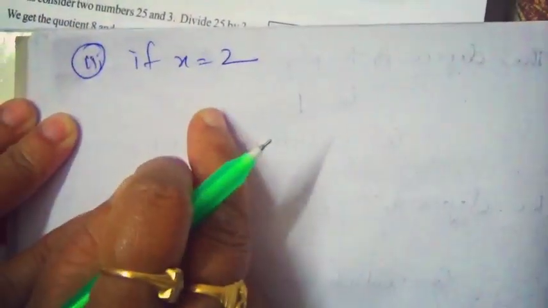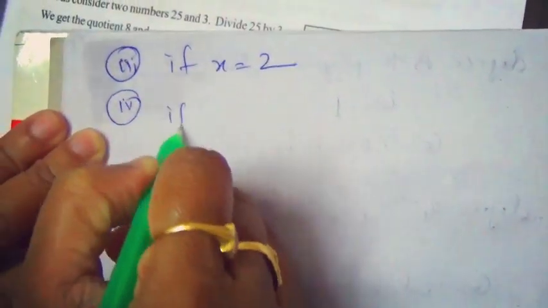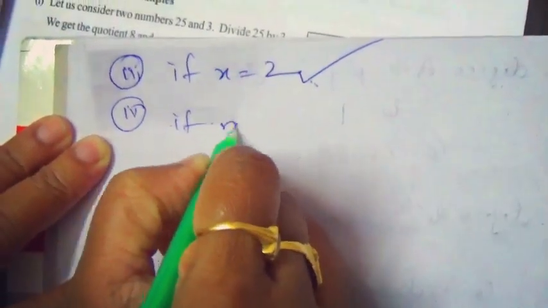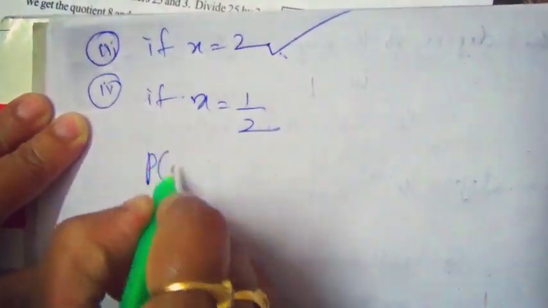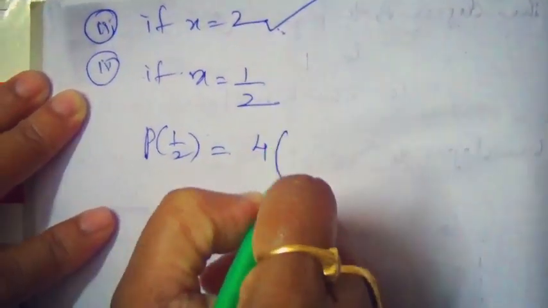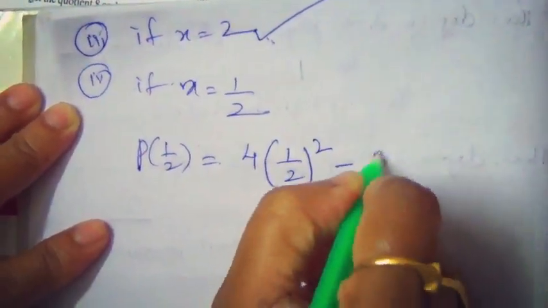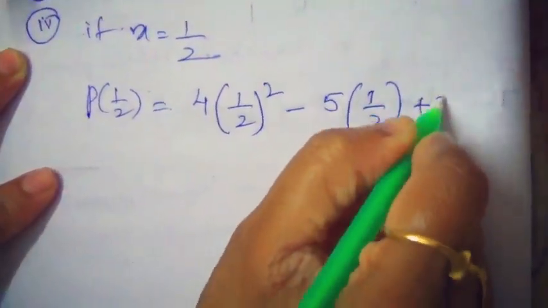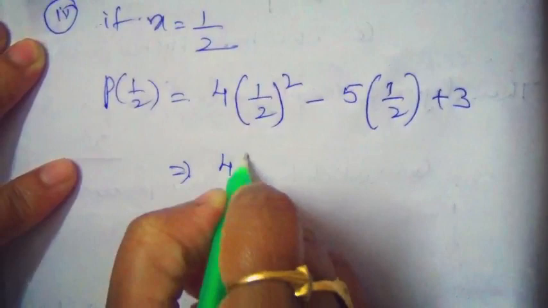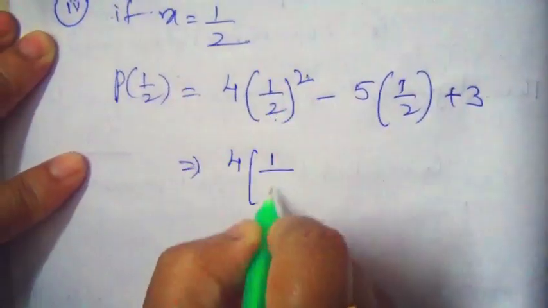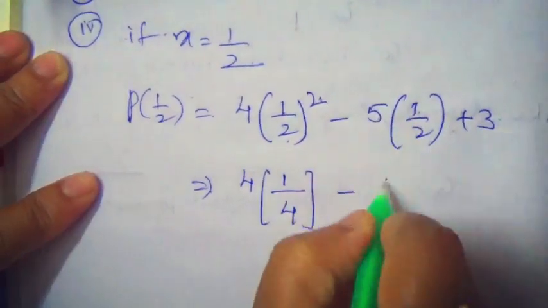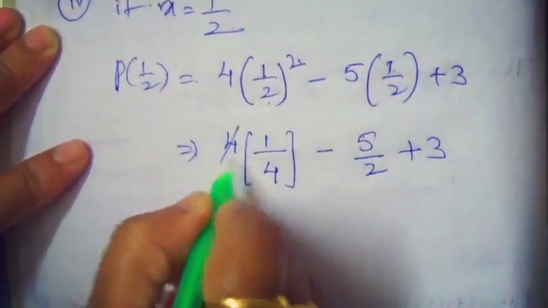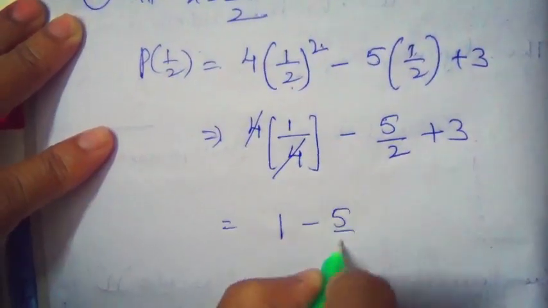Okay. Next, the third sum. If x is equal to 2, you just find out this value. And also the fourth sum, you just do by your own. If x is equal to 1 by 2, then p of 1 by 2 is equal to 4(1/2)² minus 5(1/2) plus 3. That is equal to 4 times 1 square by 2 square, which is 4, minus 5 by 2 plus 3. So 4 cancelled. So 1 minus 5 by 2 plus 3.